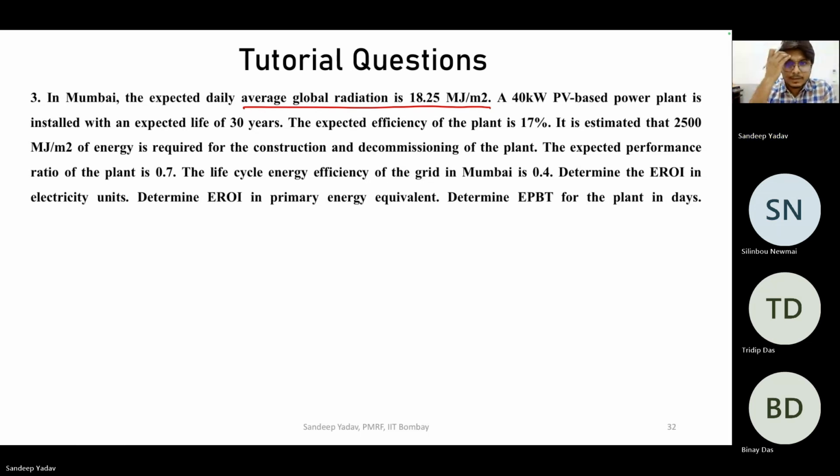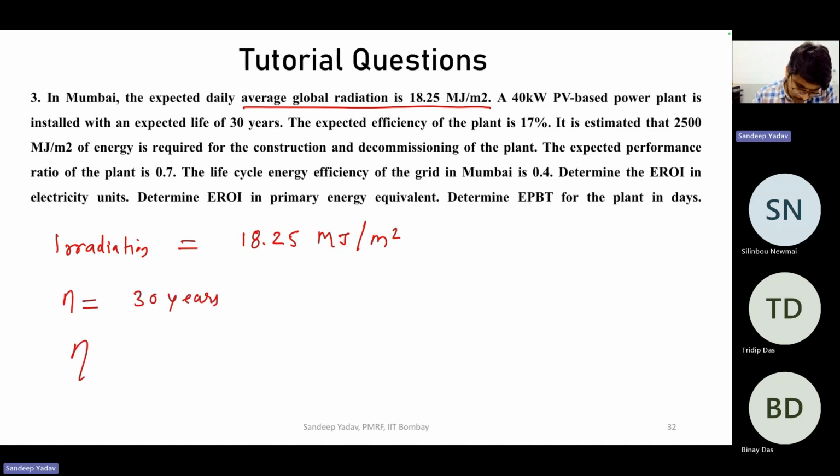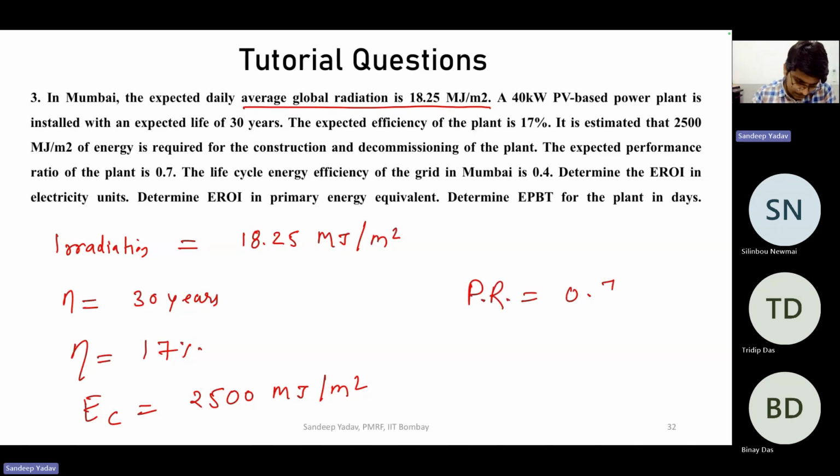First thing, we have to calculate. Here it is given average global radiation, well, we can also call it irradiation. Irradiation is given 18.25 megajoule per meter square. Life is given 30 years. Efficiency is given 17%. EC was given around 2500 megajoule per meter square. Performance ratio PR was given 0.7. And generation or grid efficiency, we can also call it N grid, is equal to 0.4.